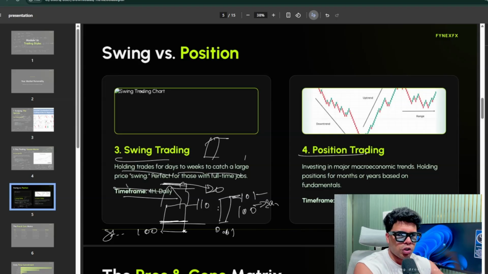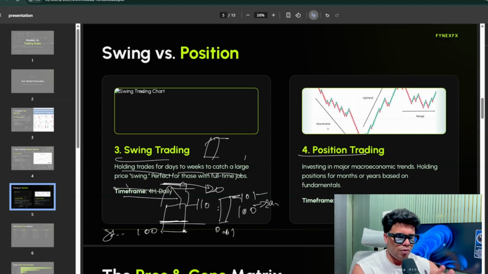The next one is position trading. So what is position trading? Investing in major macroeconomic trends, holding positions for months to years based on fundamentals. See, here's where the difference comes in. For the scalper trader, day trader and swing trader, you must use technical analysis: chart patterns, support and resistance, FVGs (fair value gaps), order blocks, supply and demand, trend lines, some indicators, fib levels, whatever. These are the concepts, these are the frameworks.